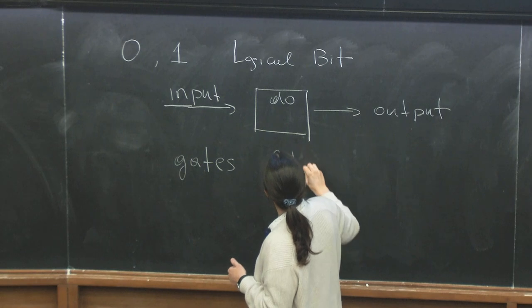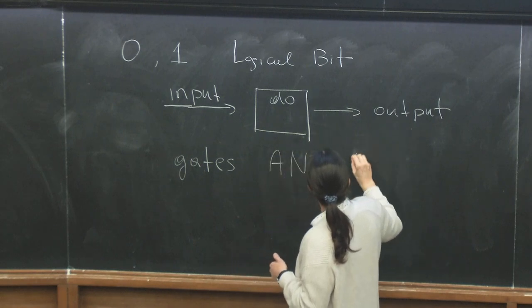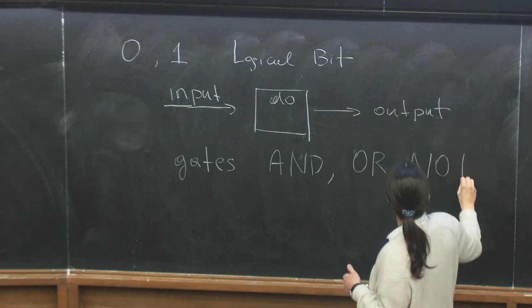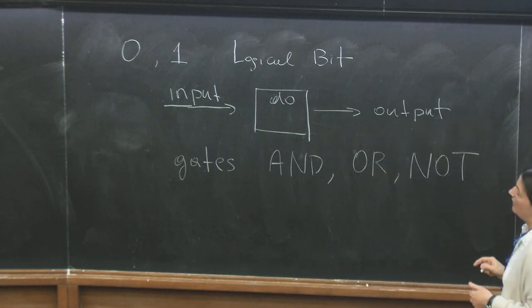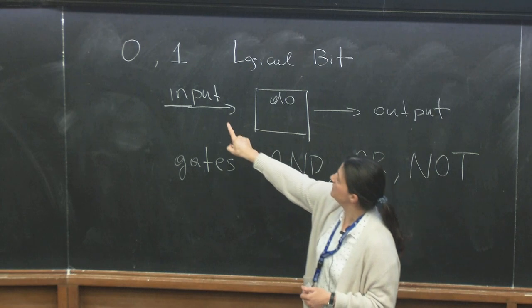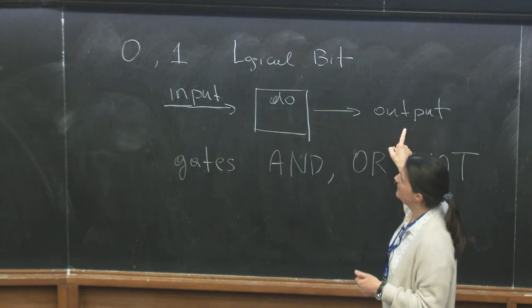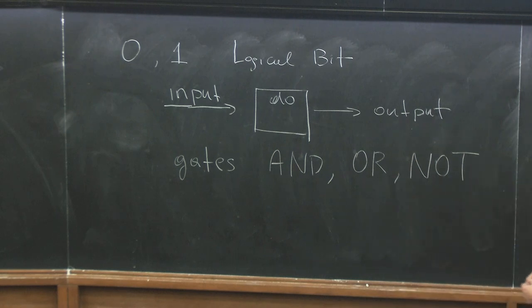For example, the AND gate, the OR gate, the NOT gate, right? What each of these does is you take an input, you have this gate that does your computation, and then you get this output. So what you see up here is a lot of different tables. I do want to write this down. So here you have the AND gate, which looks like this.